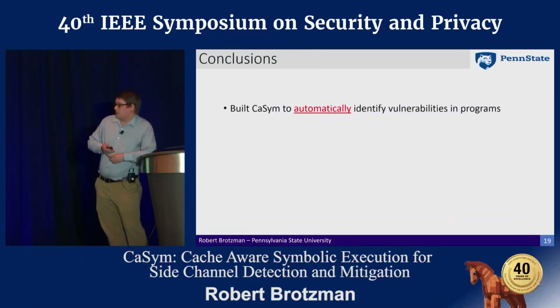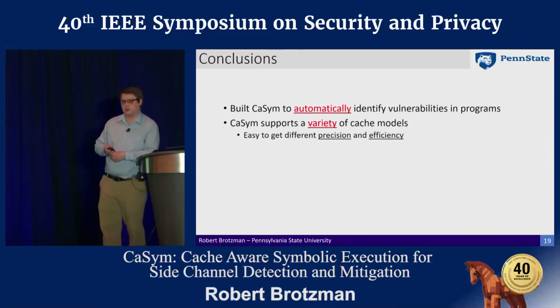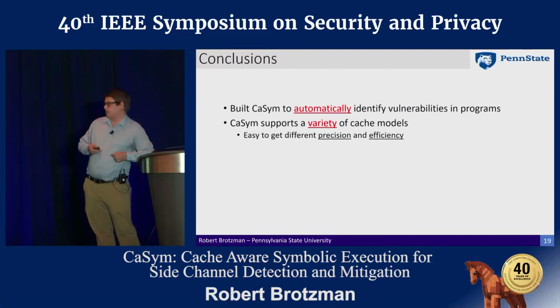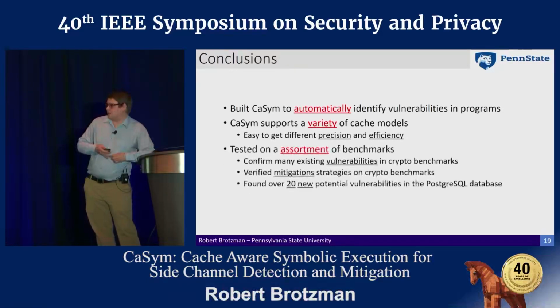So in conclusion, we built our tool CaSym to automatically identify vulnerabilities in programs. And we're able to support a variety of cache models that will deliver differing amounts of precision and efficiency. We tested on an assortment of benchmarks. We confirmed existing vulnerabilities in crypto code. We verified the mitigation strategies on some of the crypto benchmarks.